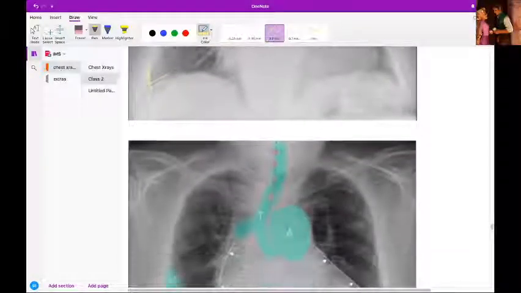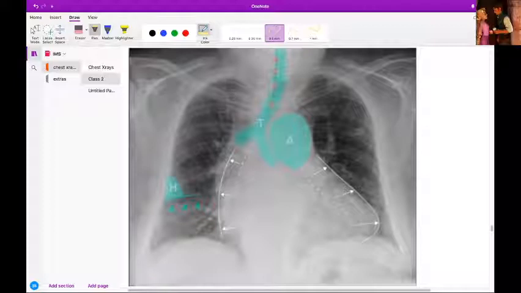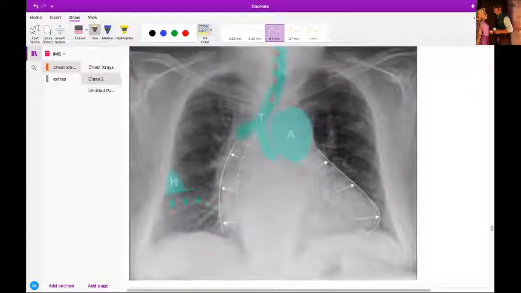I'll show in this one. So the heart appears enlarged, and there's tracheal deviation to the right side, and the patient also has scoliosis.